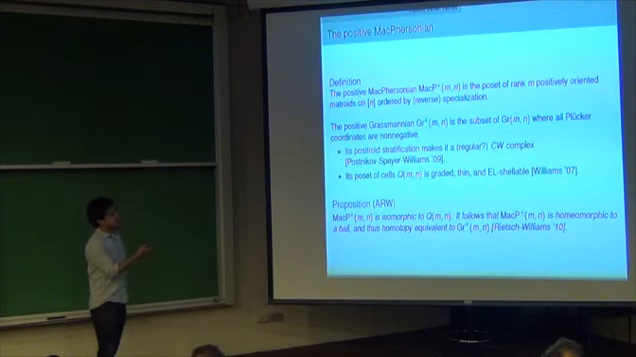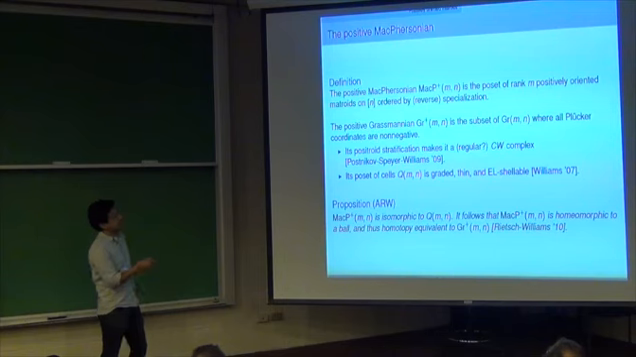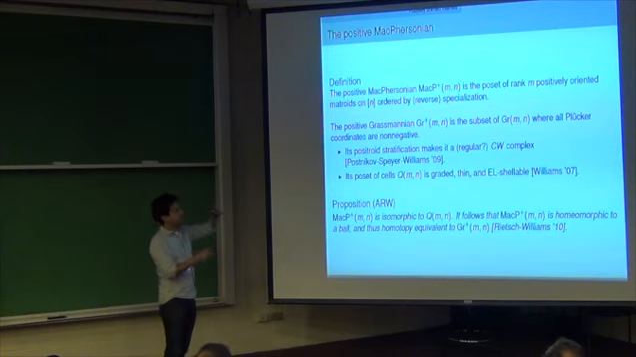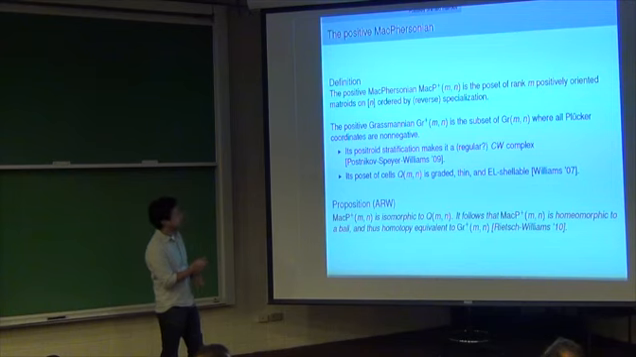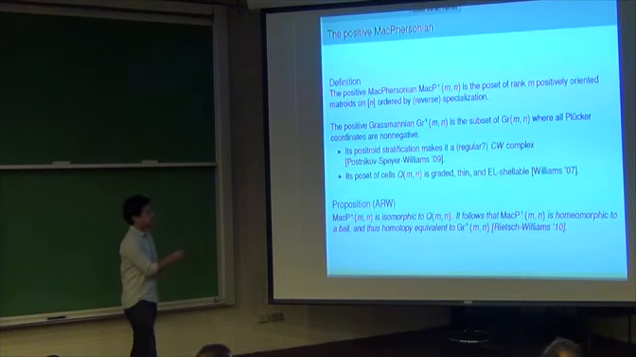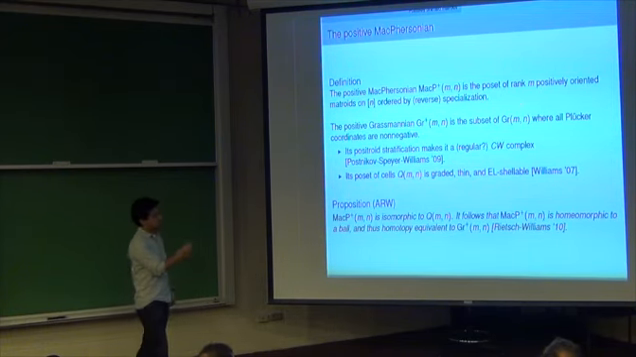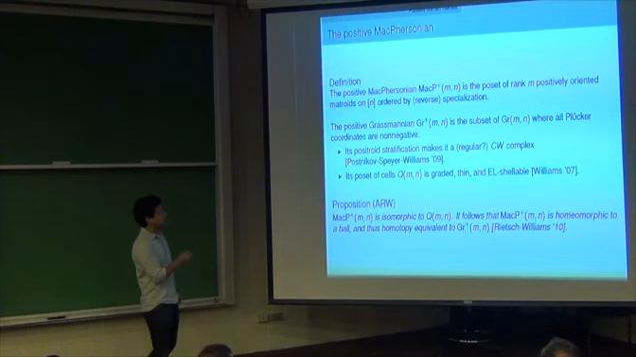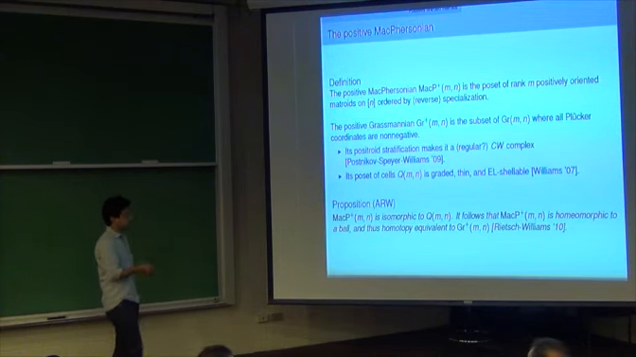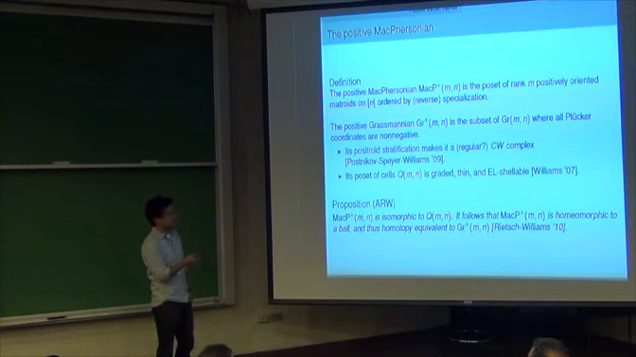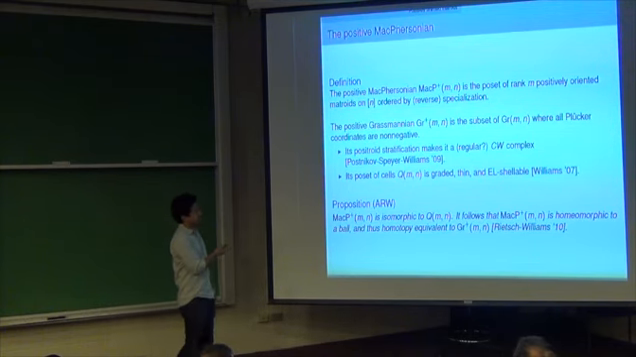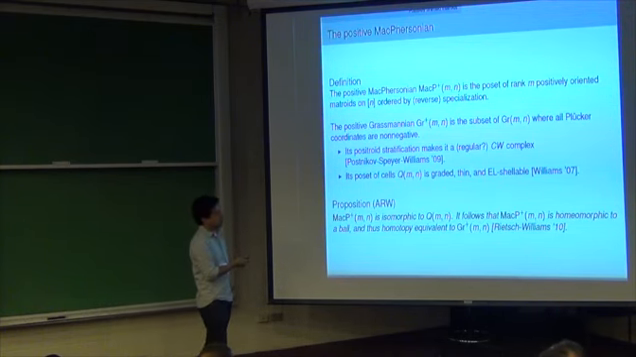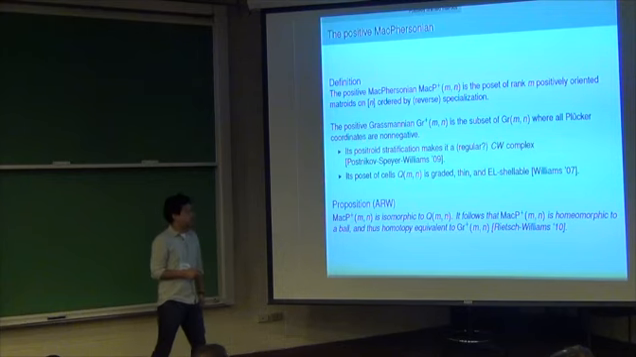Well, we can define the positive Macphersonian to be just the subposet of the Macphersonian consisting of the positively oriented matrices, ordered by the same subset relation. And this is a much nicer poset than the whole Macphersonian. So this is like the analog of the positive Grassmannian inside the Grassmannian. The positive Grassmannian is just the subset of the Grassmannian where all the Plucker coordinates are non-negative.